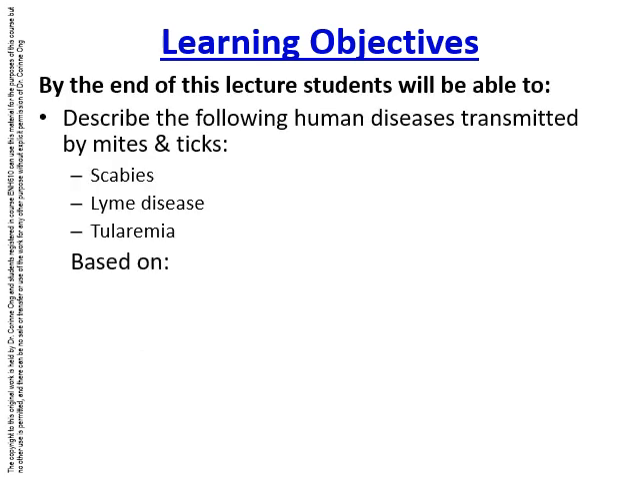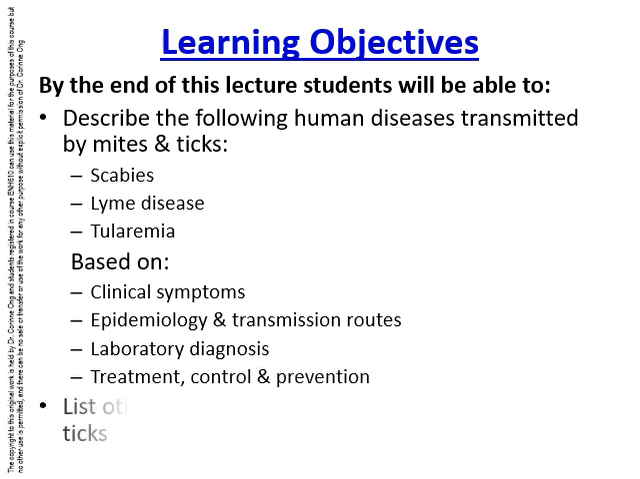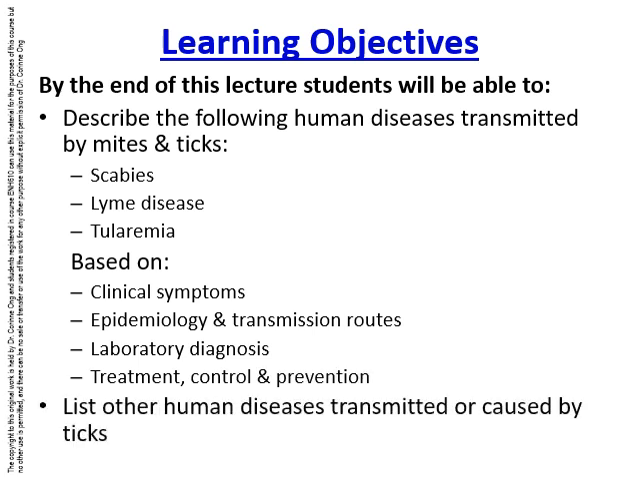The objective of this lecture is also to describe the following human diseases, which are transmitted by mites and ticks. These diseases are scabies, Lyme disease, and tularemia, based on their clinical symptoms, epidemiology and transmission routes, laboratory diagnosis, treatment, and control and prevention, and to also list other human diseases that are transmitted or caused by ticks.